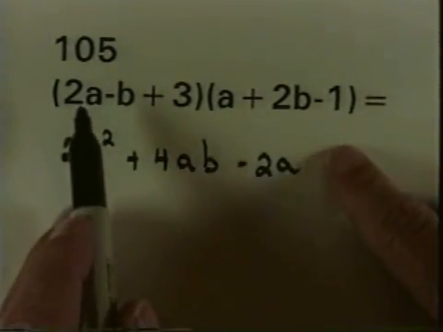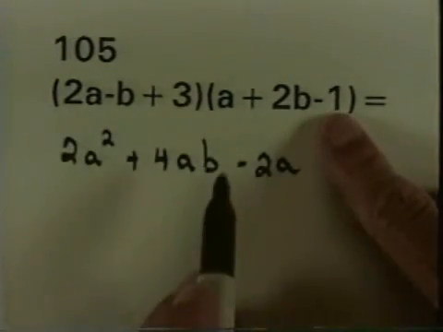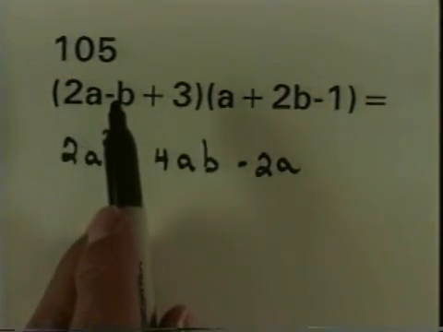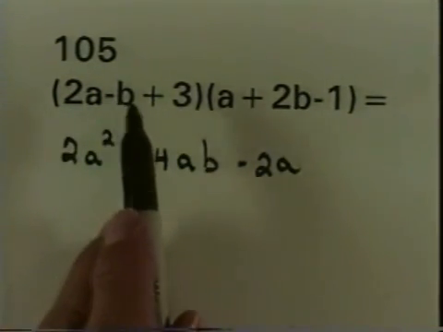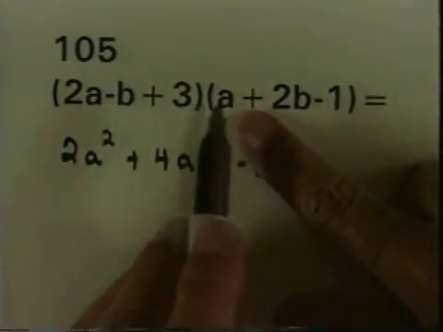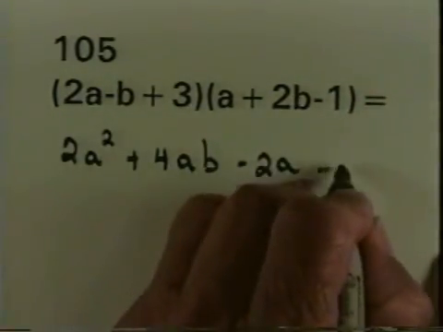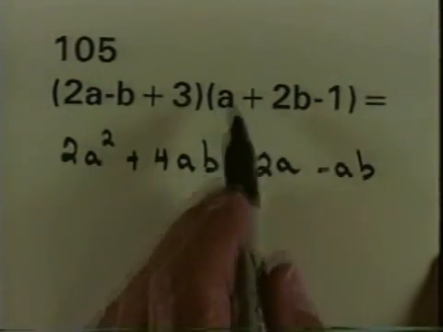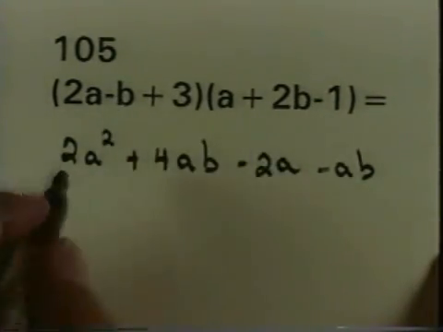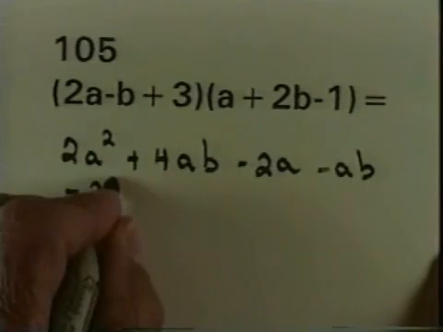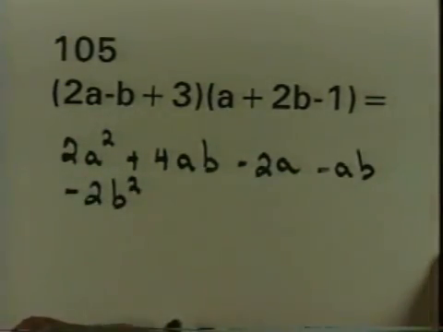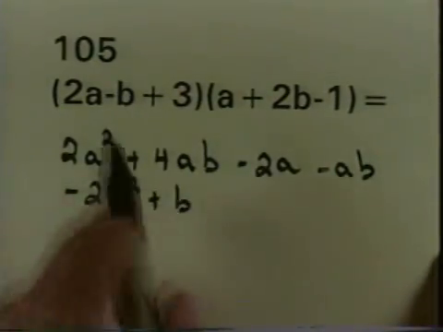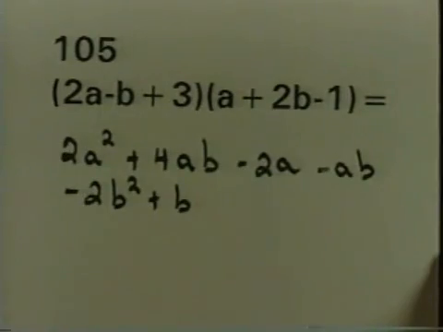Now be very careful with your signs. Notice we have a positive times a negative, so it's going to be negative. Now I'm through with 2a. Now I'm going to multiply the opposite of b by all three of them. The opposite of b times a is the opposite of ab, because a negative times a positive is negative. The opposite of b times 2b is a negative 2b squared. The opposite of b times a negative 1 is a positive b. A negative times a negative is positive.